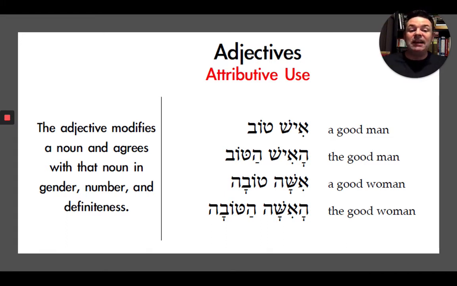A good woman, isha, woman. Tova, good. It's just the word good, right? It's just got the feminine singular ending there. So isha, feminine singular. Tova, feminine singular. Ha-isha, ha-tova, right? The good woman. So both of them are definite. They have the definite article before them. So that's the attributive use. It's just modifying the noun.